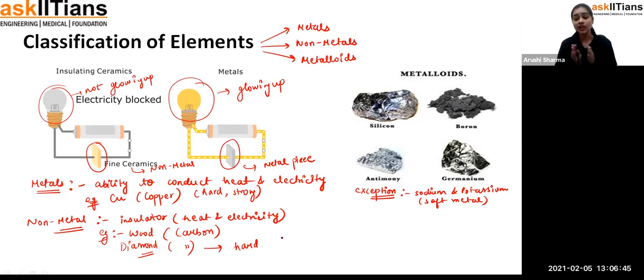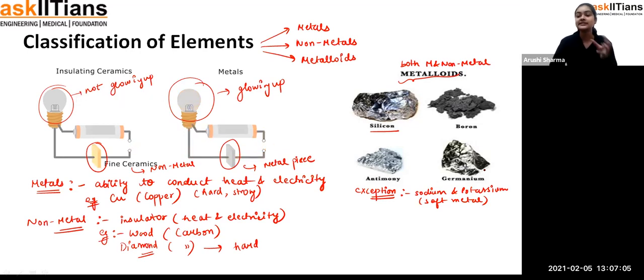Fine. Now, if we talk about metalloids, what are metalloids, students? Metalloids are those which have the characteristics of both metals and non-metals. For example, silicon, boron, antimony, germanium. That means they have half the properties of metals and some properties of non-metals. That's why we call them metalloids. Germanium, boron and silicon are used to make semiconductors.